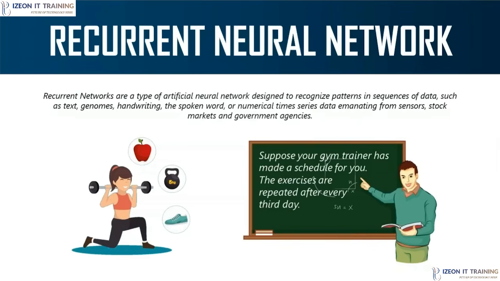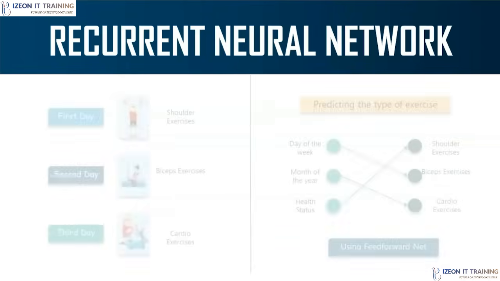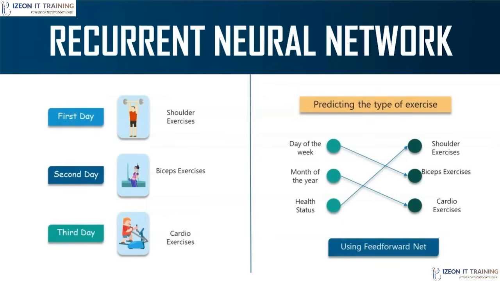Now, to better understand recurrent neural networks, let's consider a small example. Let's say that you go to the gym regularly and the trainer has given you a schedule for your workout. The exercises are repeated after every third day. This is what your schedule looks like. Make a note that all these exercises are repeated in a proper order or in a sequence every week.